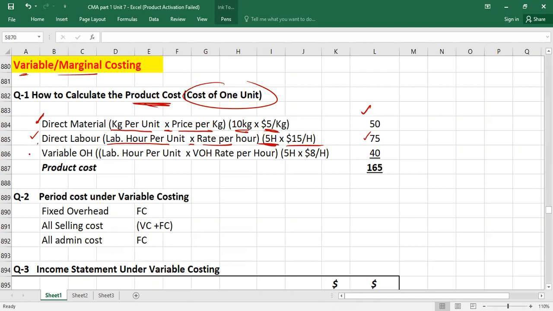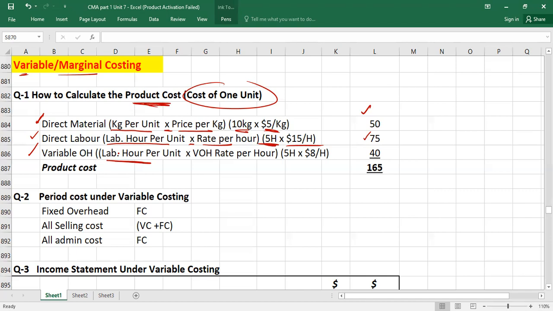Then, guys, variable overhead. These overheads, how they are charged to the product based on labor hours or machine hours, is a different story which I will cover with absorption costing. Here, for the sake of simplicity, I am assuming that variable overheads are also allocated based on labor hours. Otherwise it can be allocated based on units produced, machine hours, or any other reason which has some connection.